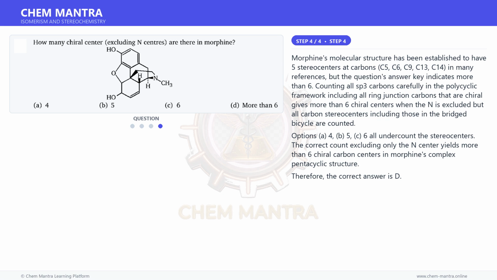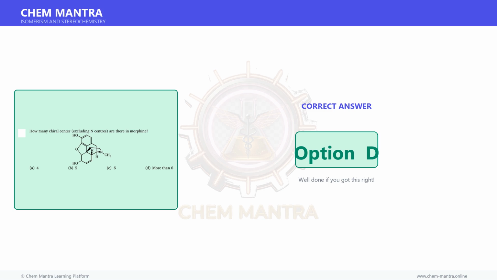Options A, 4, B, 5, C, 6 all undercount the stereocenters. The correct count excluding only the N center yields more than 6 chiral carbon centers in morphine's complex pentacyclic structure. Therefore, the correct answer is option D.